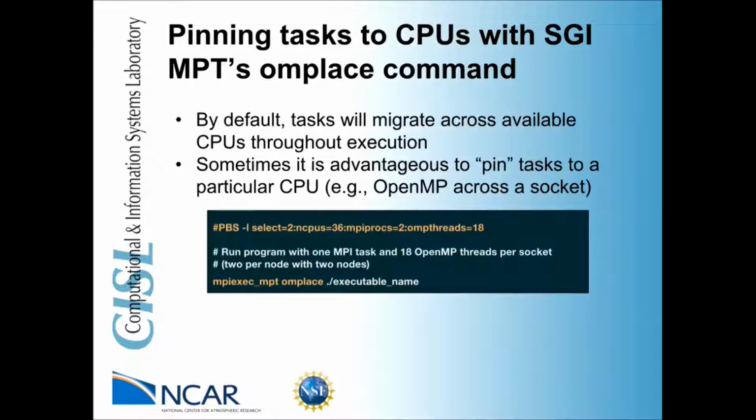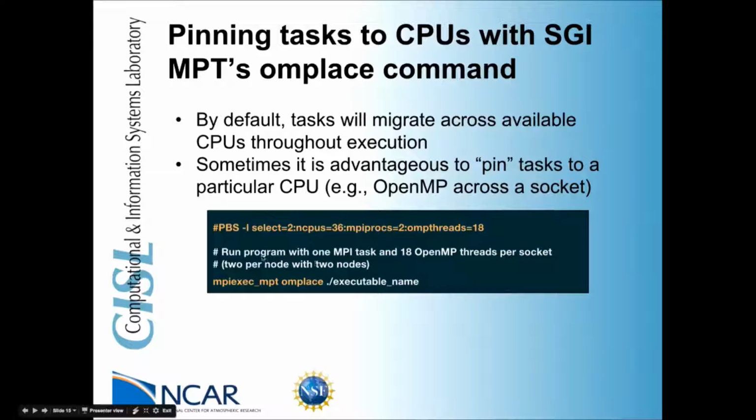So that's what this omplace command does. It basically says, I have this resource request here, now set that up in an optimal way and make sure that my tasks, my MPI processes or my OpenMP threads or my P threads don't migrate around across the node.